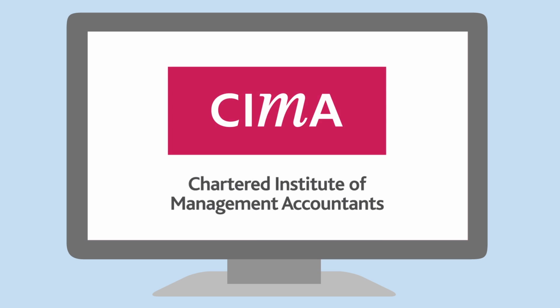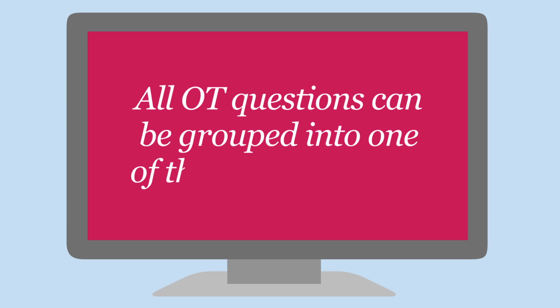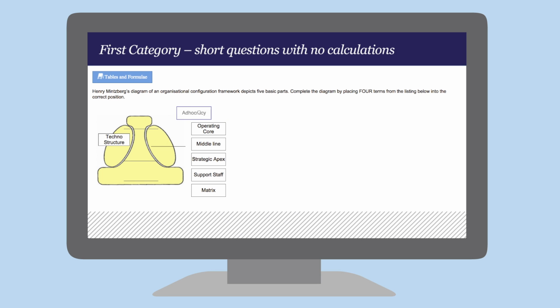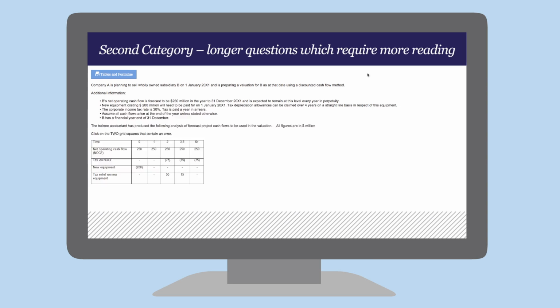For effective use of time during the OT exam, all OT questions can be grouped into one of the 4 categories. The first category is, as you see here, short questions where you feel confident about the content, there are no calculations, and is presented simply. Therefore, you may answer such questions quickly, say within few seconds. The second category is longer questions where you need a bit of time to read the information, but you may feel confident about the approach required. So you may also answer these type of questions quickly.